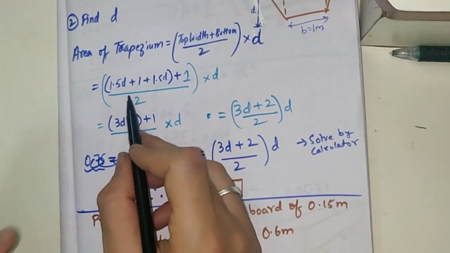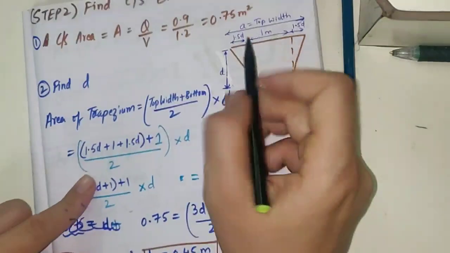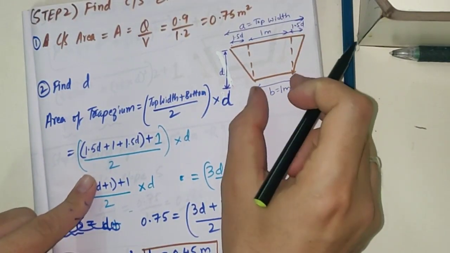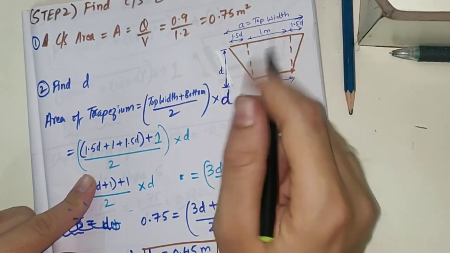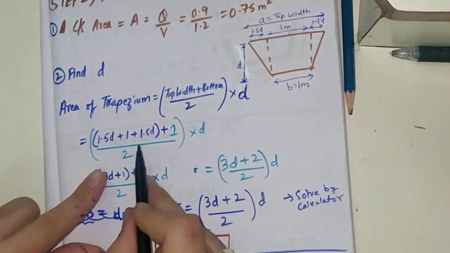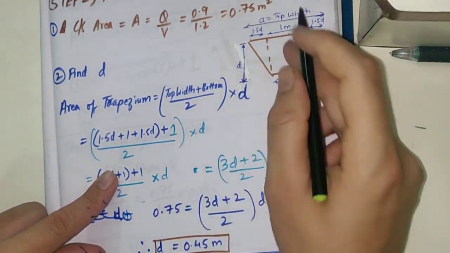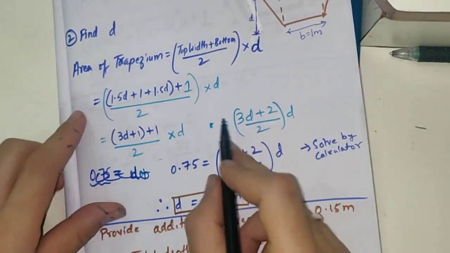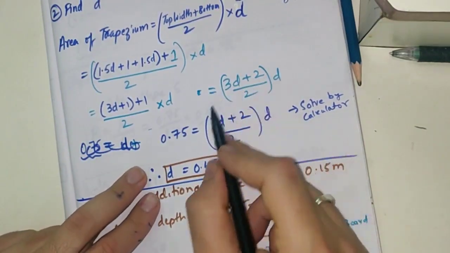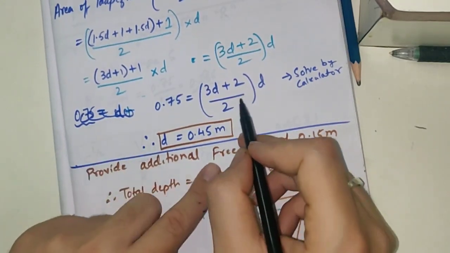Next, what is the area now? 1.5 plus 1 plus 1.5 plus 1, top width plus bottom width, divided by 2, into total height D. When you solve this, you will get this kind of an equation. Use the calculator and just directly solve.